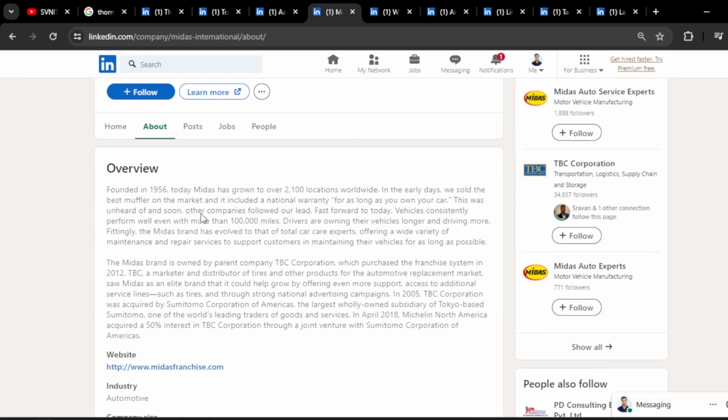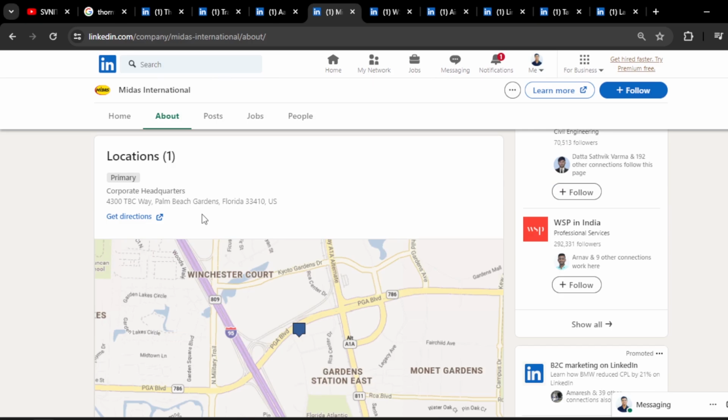Next thing, that is Midas. It is not a construction company, and it is also not a consultancy company. It is regarding the Midas software. They are going to provide service to the clients who are operating on the Midas software.